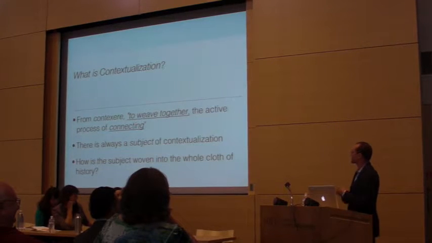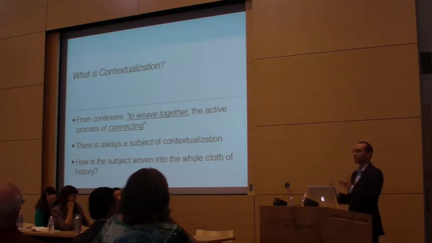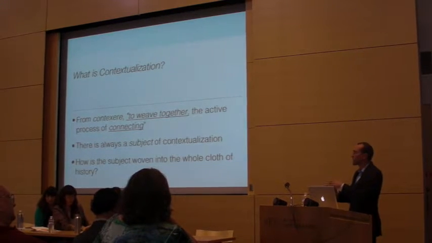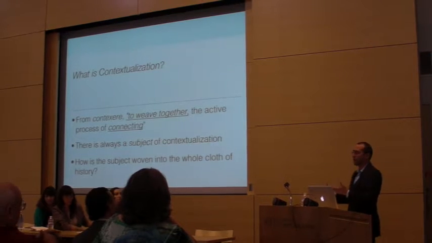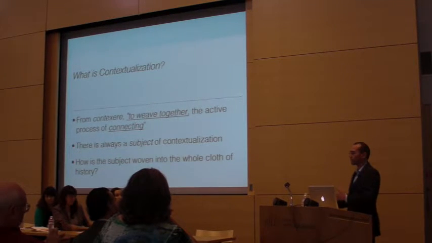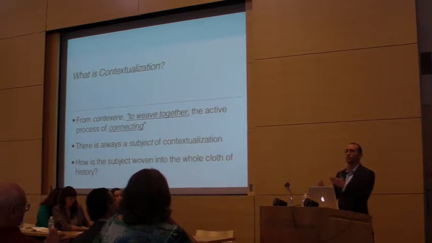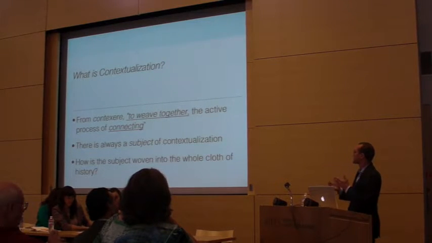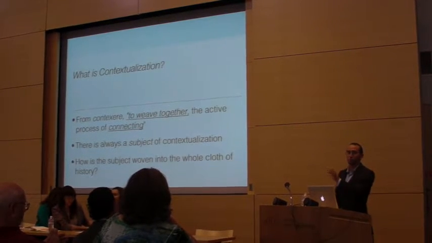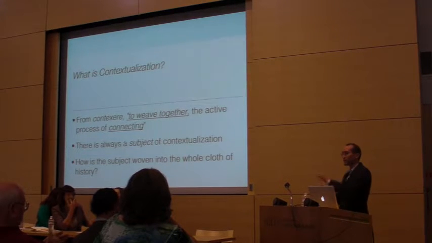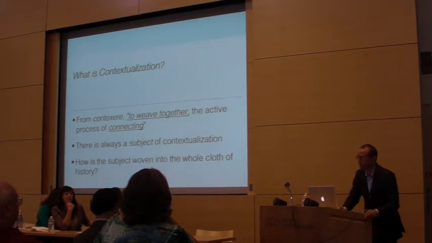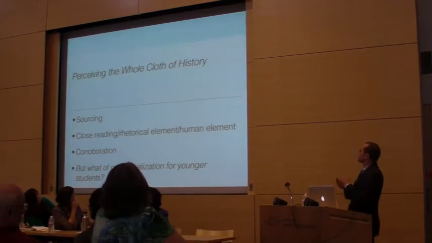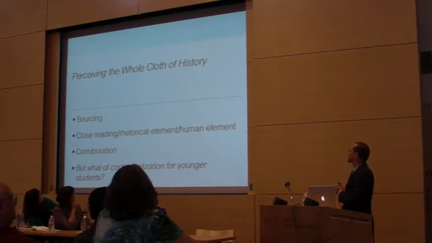And what we're contextualizing, in this activity that I put together, the subject of contextualization, of course, is prejudice. So how do we look at how prejudice fits into the whole cloth of history? What are the specific historical influences that are causing it to manifest in a specific way? Aside from a cloth, we can also kind of think of this as a constellation. If prejudice is one dot, what are the other dots that we have to connect it to in order to really understand why it looks the way it does? Perceiving the whole cloth of history.